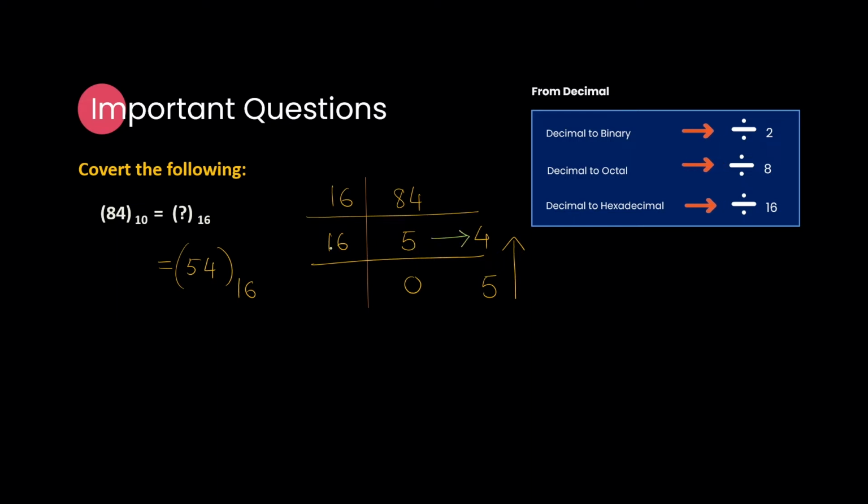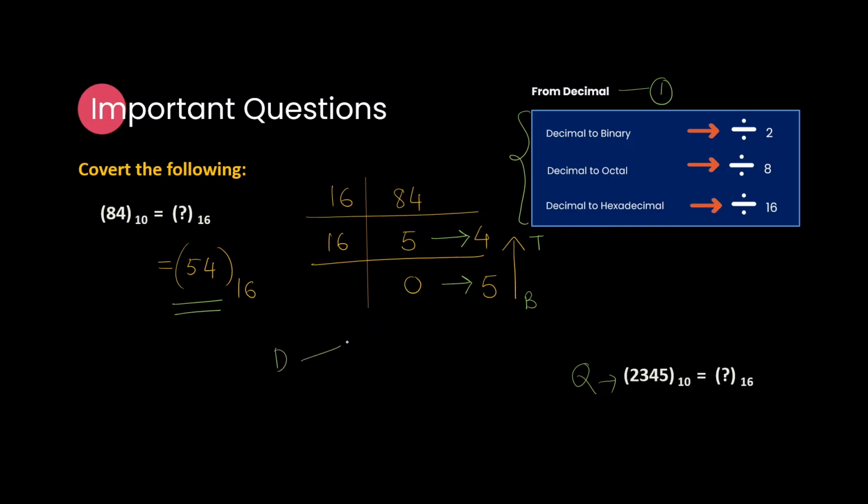Let's divide 5 by 16. We cannot divide that, so it is 0 times. The remainder is 5. Note down the remainders from bottom to top. So here is the answer. For your practice, here is one question. Give it a try. In this way, we completed set 1, in which we covered 3 types of conversions.